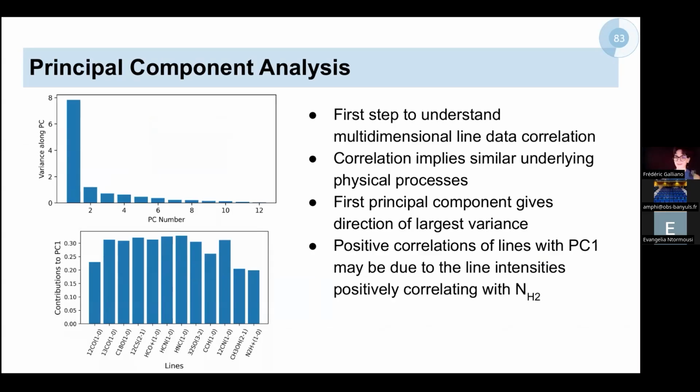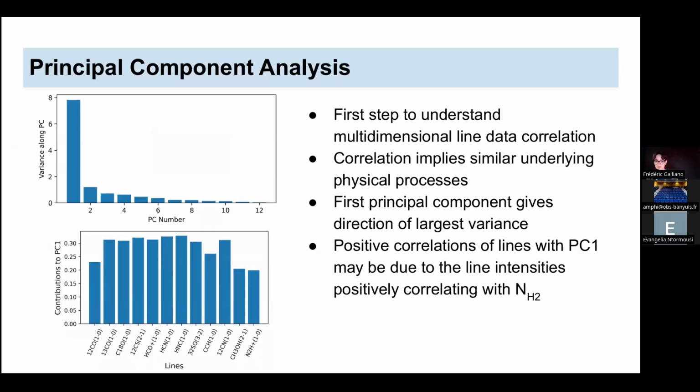To get a first understanding of the correlations that we can find in our dataset, we applied principal component analysis, PCA for short. What we are especially interested in here is the first principal component, which gives us the direction of largest variance in our sample of 12 different integrated line intensities. As you can see in the top plot, the first principal component is the one with the largest component. What's interesting to note is that all of our 12 lines contribute positively to it. So this implies that there are some kind of underlying physical processes which could be similar for them.